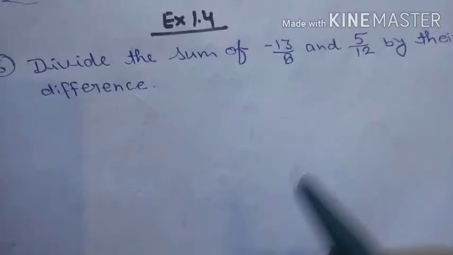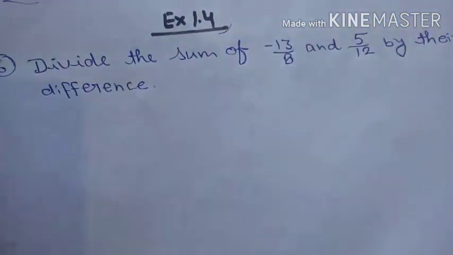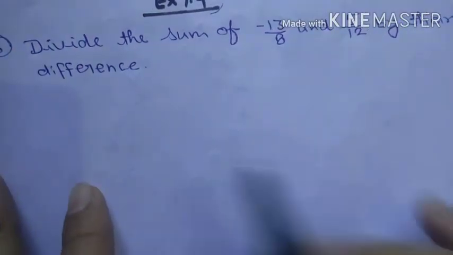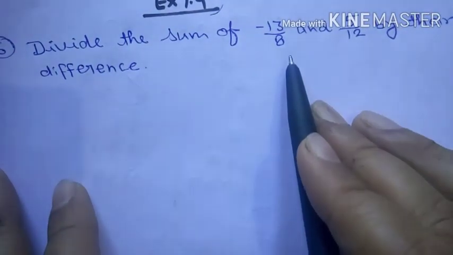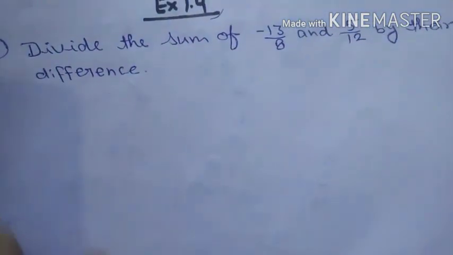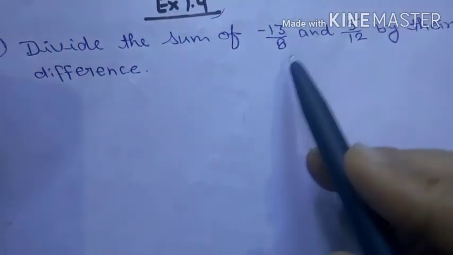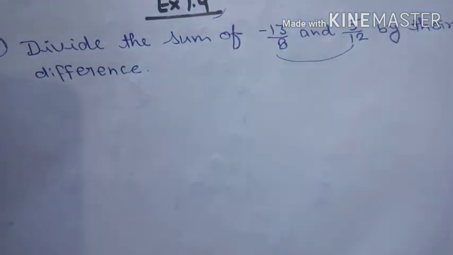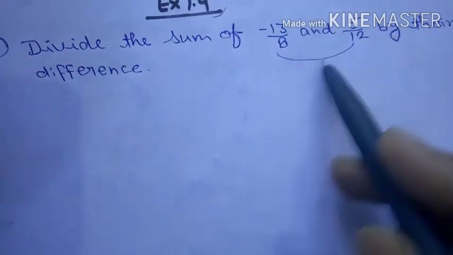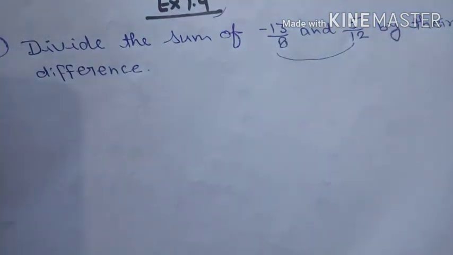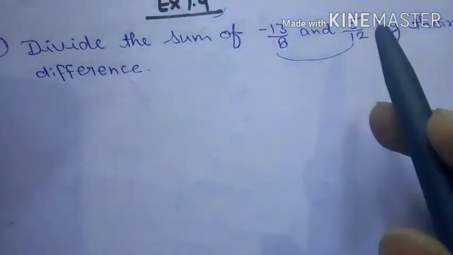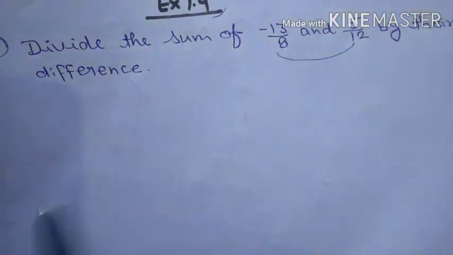Hello students, today we will solve exercise 1.4 question number 6, 7 and 8. Question number 6 is: divide the sum of minus 13 upon 8 and 5 upon 12 by their difference. So students, here we will have to find the sum of these two rational numbers and then find their difference. After that we will divide the sum by the difference.